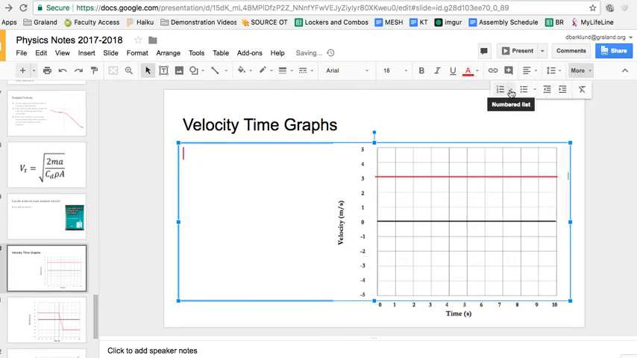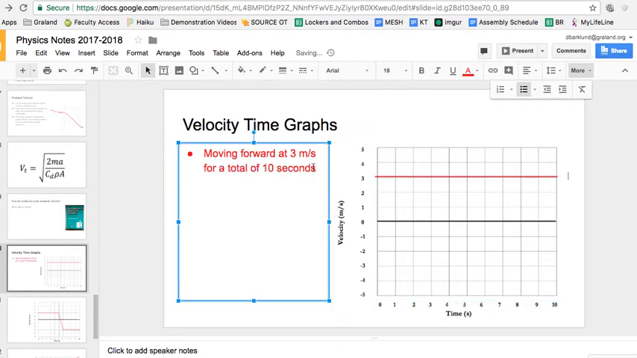So this was moving forward at 3 meters per second for a total of 10 seconds. Let's pull that over here. You can tell it moves forward because it is positive.